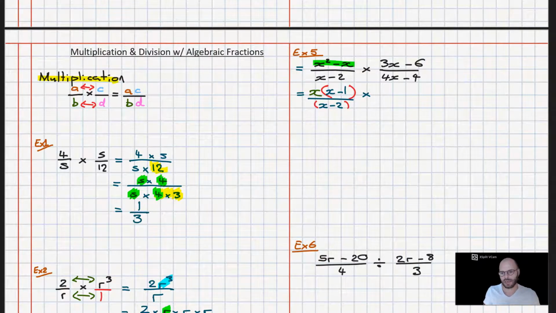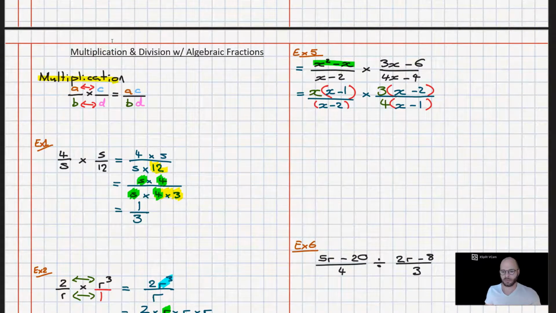Now, looking at 3x minus 6, can we factorize this? The answer is yes, there's a common 3. So I pull out the 3, I create some brackets, and then I'm going to write x take 2. Drawing my division line, I now turn my attention to the second denominator, 4x minus 4. There is a common 4 between them, and thus what I'm left with is 4 take 1.